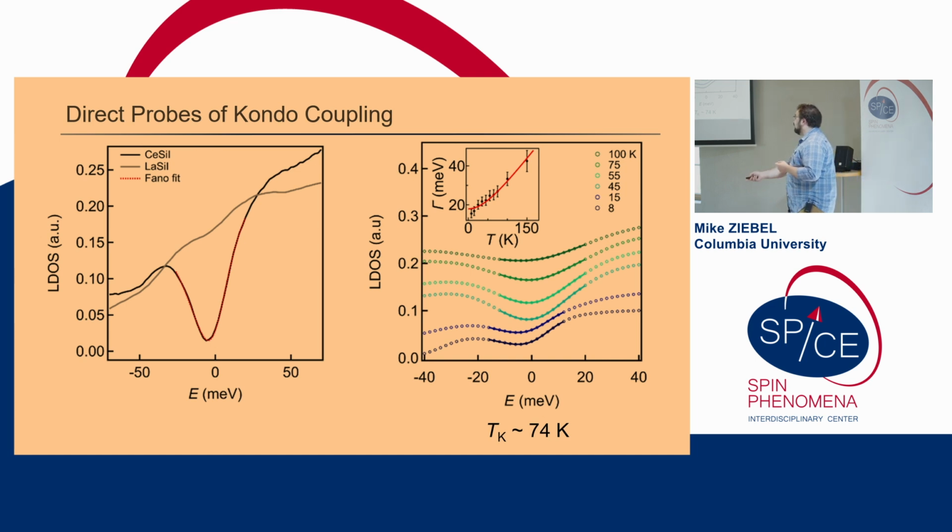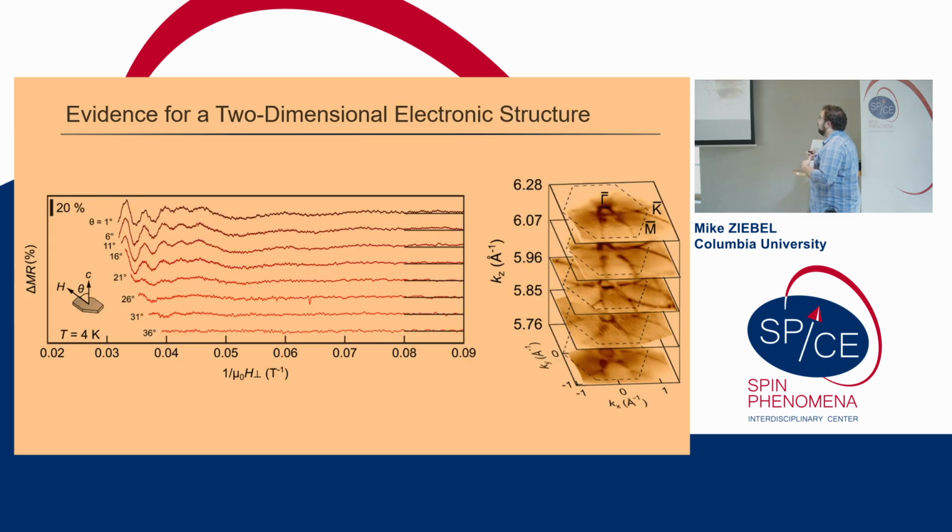Given that this is a van der Waals material, we can study the extent to which its electronic structure is actually two-dimensional, which will be very important if we want to study this at the 2D limit. Here we can probe this using quantum oscillations. So these are Shubnikov–de Haas oscillations, where we measure as a function of angle relative to the c-axis.